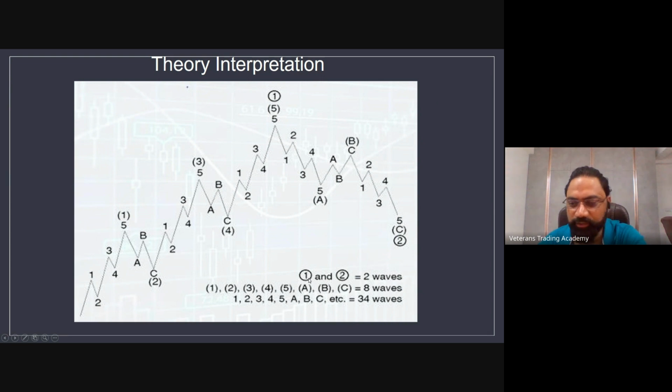So is this concept clear or should I explain it again? 34 waves. Okay, fine. So I think people are clear, right? So these how 34 waves will be there.